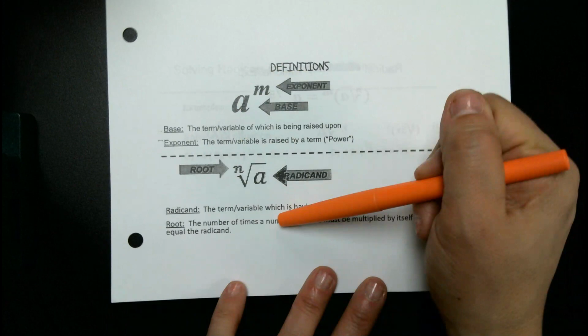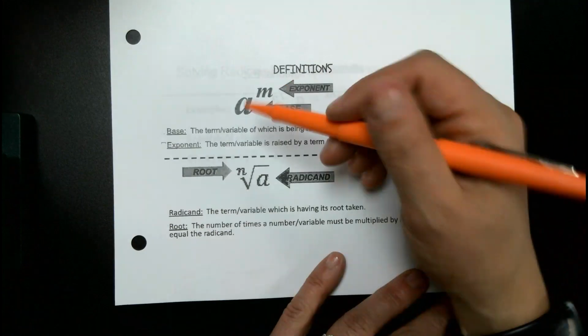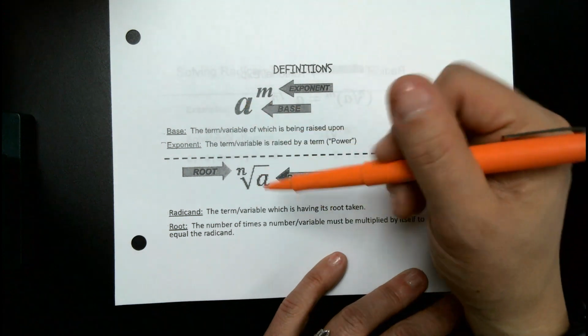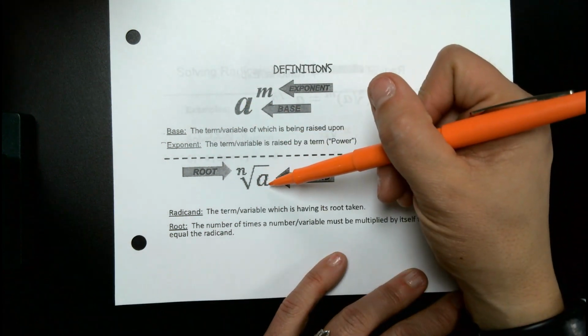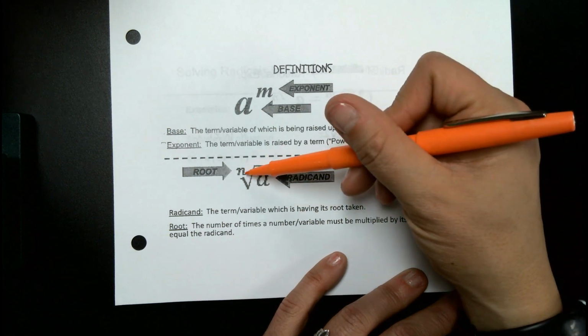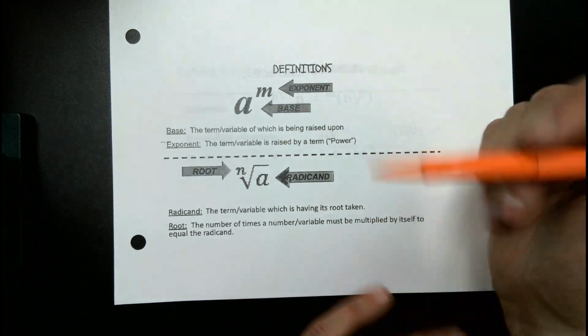Or we might start with radical form. I think that's the one we do first. So it says if you have some base to a power, I'm going to take that base. It's going to go under the radical, okay? And then we'll take the root of it.